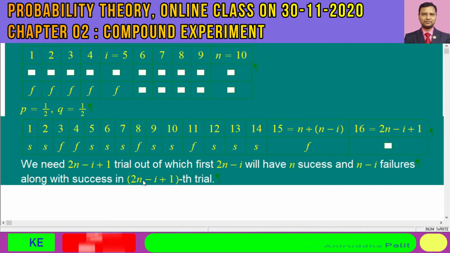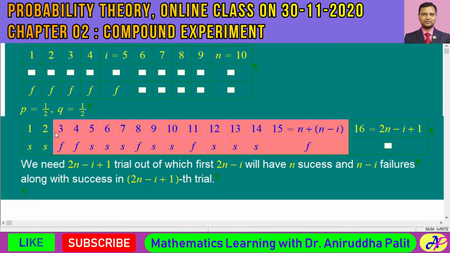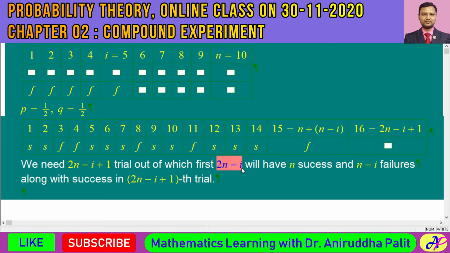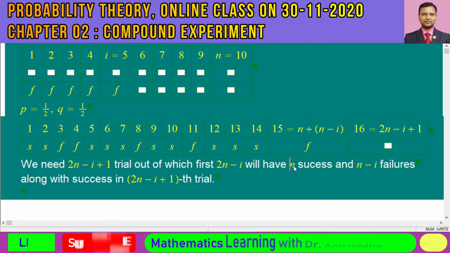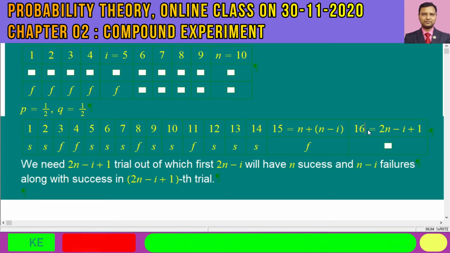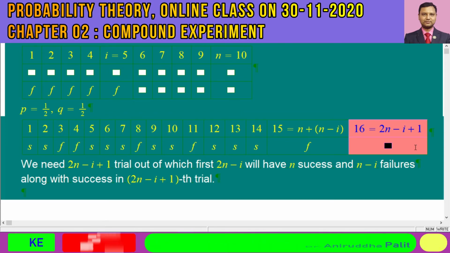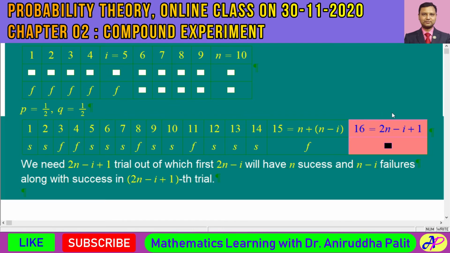Okay, so this is the case. This is actually the first part, up to this much. You can consider it as an experiment in which we have altogether 2n − i trials, out of which n are successes. So we can apply Bernoulli's theorem, and along with this experiment we have one more trial in which we are definite about our success. So the probability of success would come.